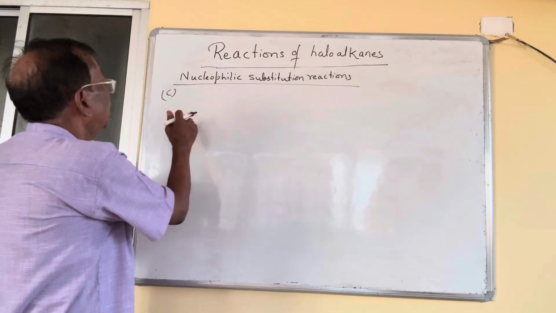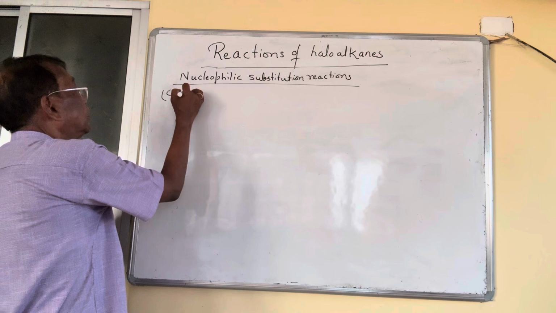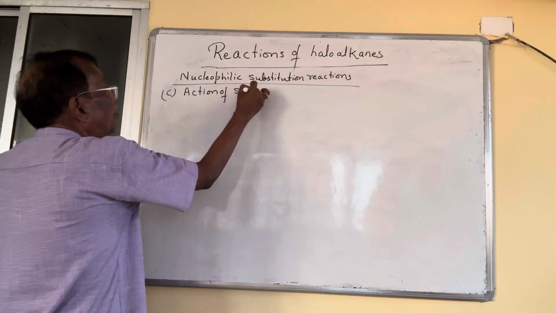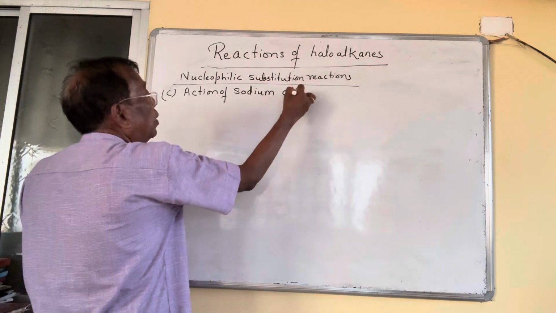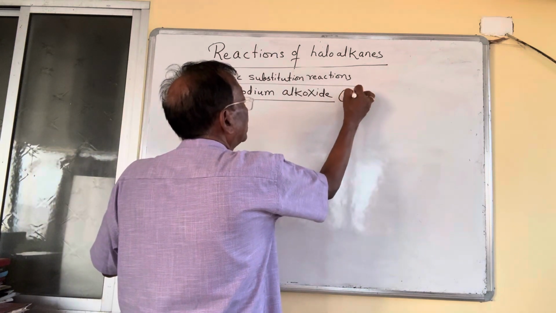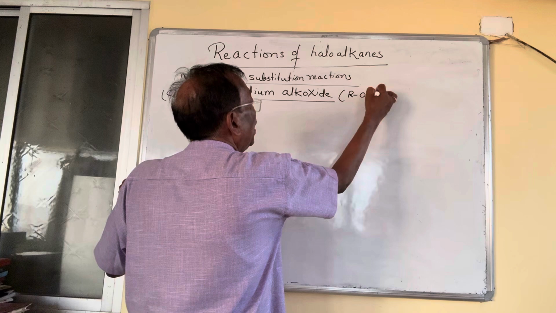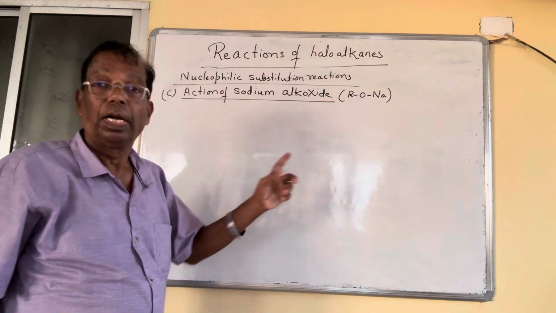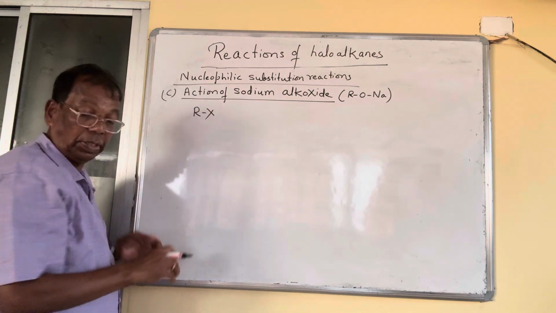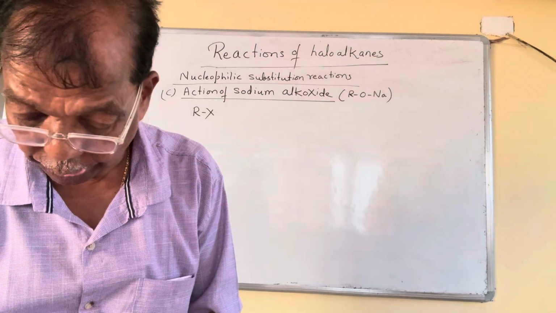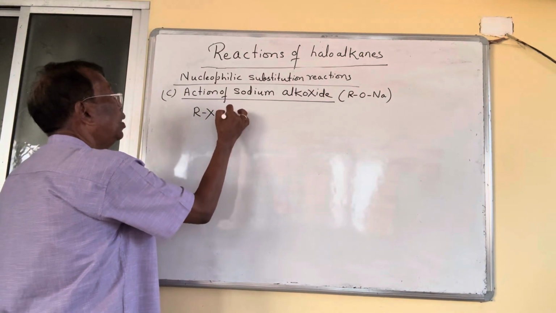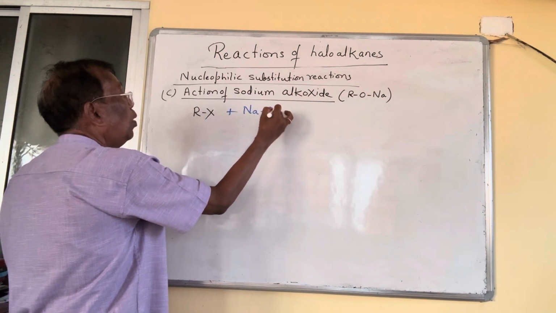So here the substitution, suppose say if it is taken like this, action of sodium alkoxide. So this sodium alkoxide can be written as RONa. Say if we have here RX. Okay. Let me explain this with respect to different colors. So if I treat this with, say, NaOR.